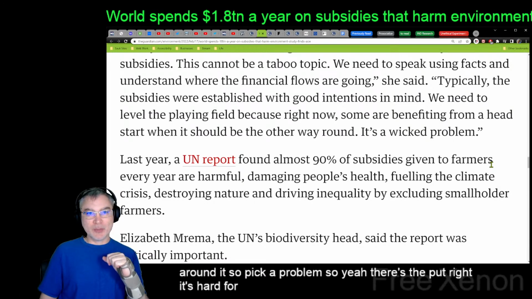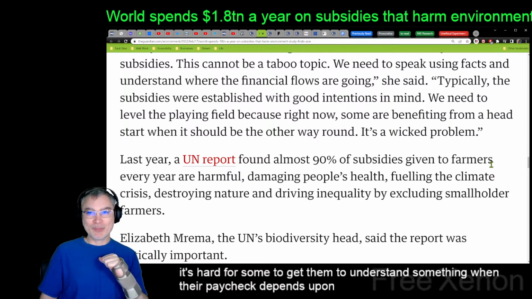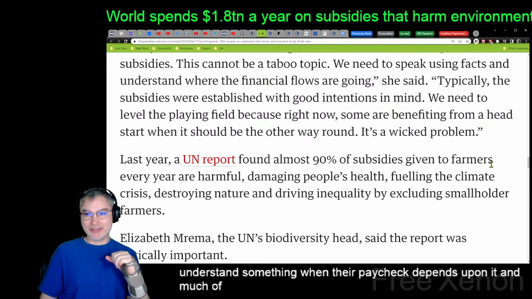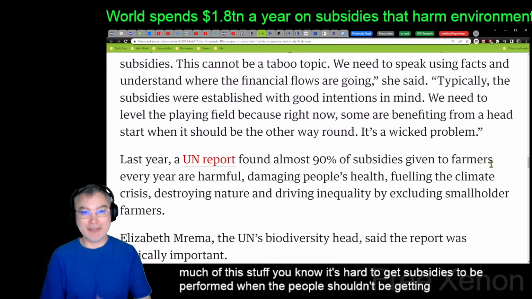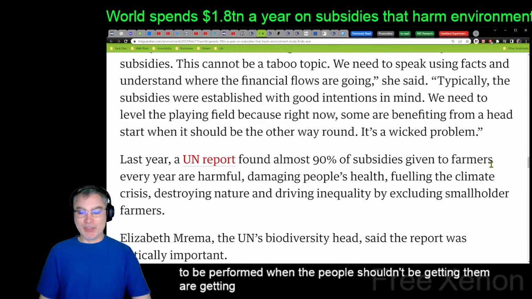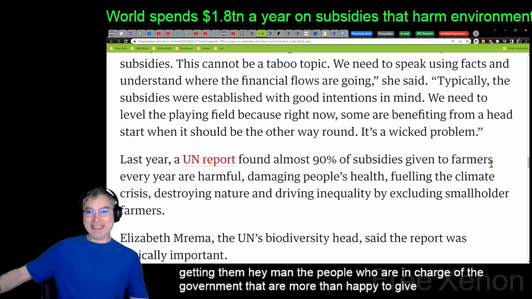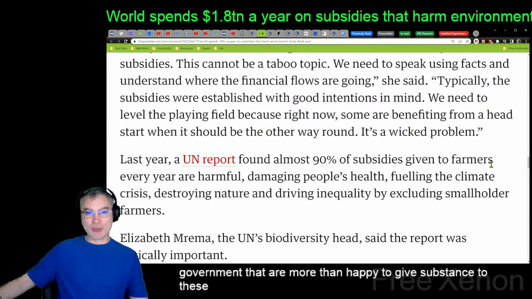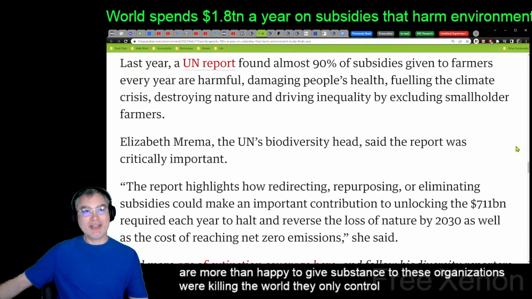So yeah, there's the quote, right? It's hard to get someone to understand something when their paycheck depends upon it. And it's hard to get subsidies reformed when the people who shouldn't be getting them are getting them, and when the people in charge of the governments are more than happy to give the subsidies to these organizations who are killing the world. They own and control the government.